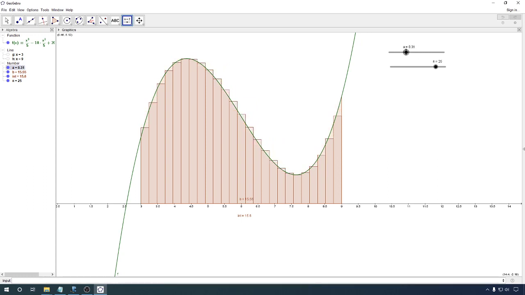And it's better and better the more rectangles we use. And as we allow the number of rectangles to go off to infinity, we get closer and closer to that true integral value. That's how we defined our definite integral back in Calc 1. We called the sum of such rectangles a Riemann sum.